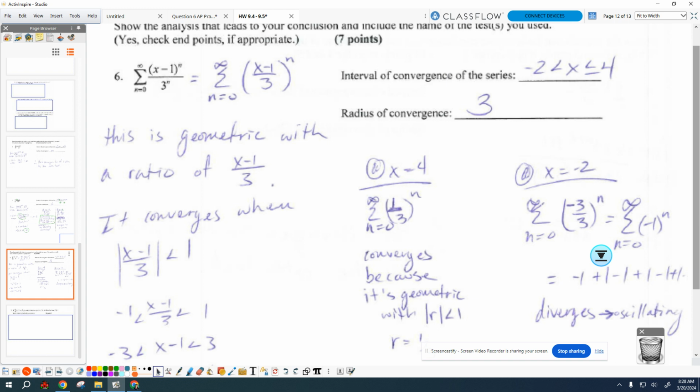Question? Sure. Do you have to say it's geometric with that ratio, or can you just go straight to the answer? You can go straight to it, they don't need to write this stuff.